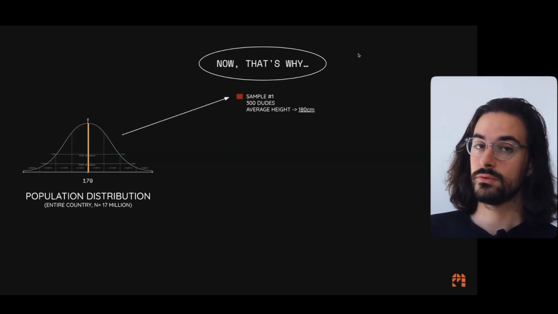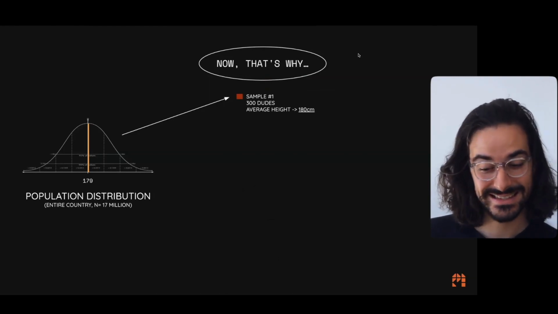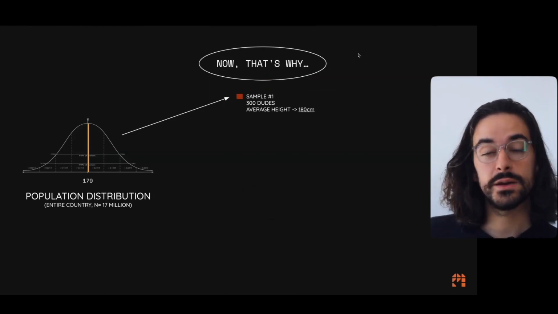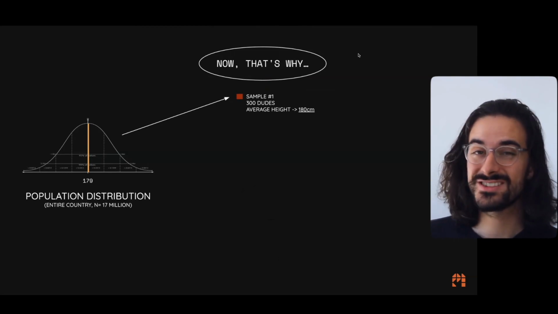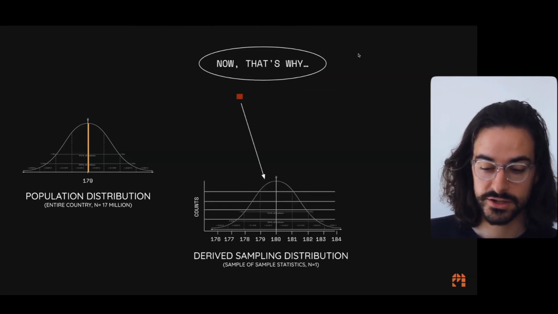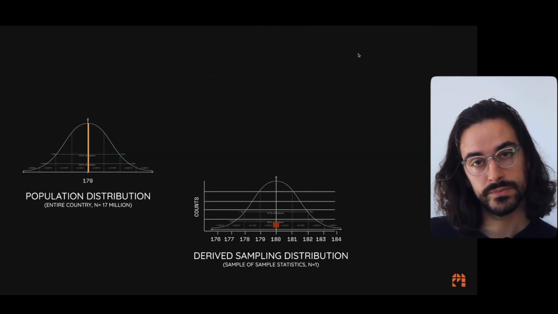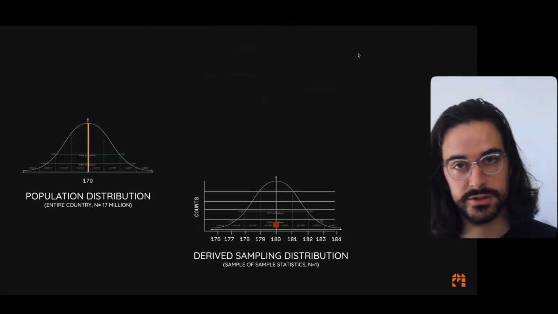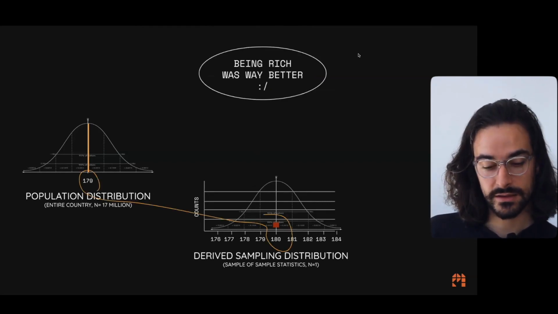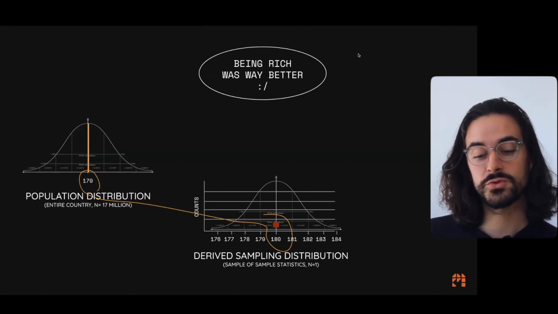Now, that's why we take one sample, okay? And that's all we got. And it's sample number one. And let's say we got average height 180, which is not exactly the height in the population. And then we take that average 180 and we plug it in the middle of a derived sampling distribution of value 180, right? Well, being rich was way better.